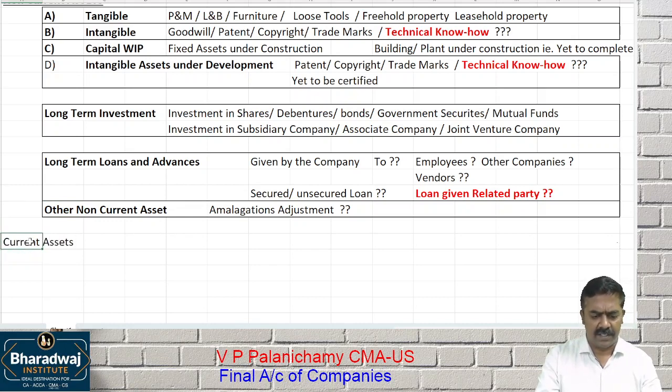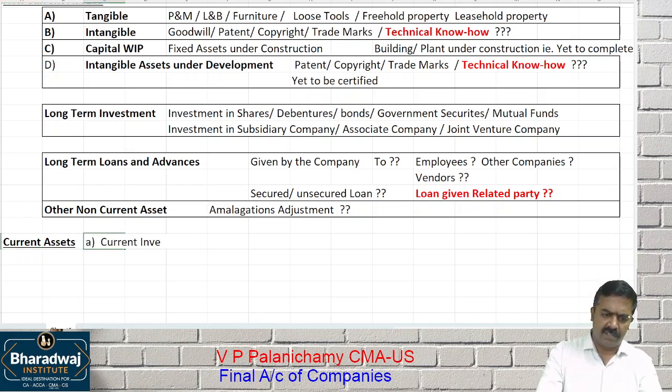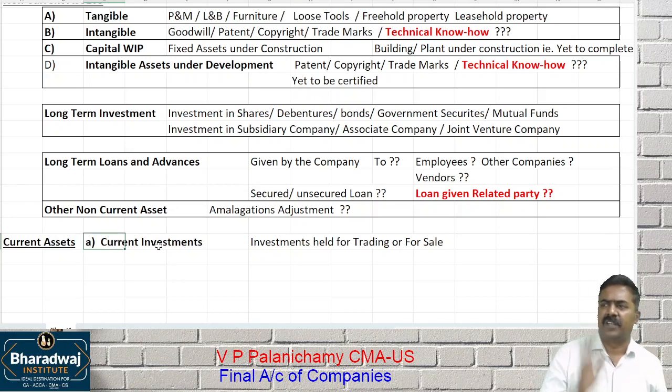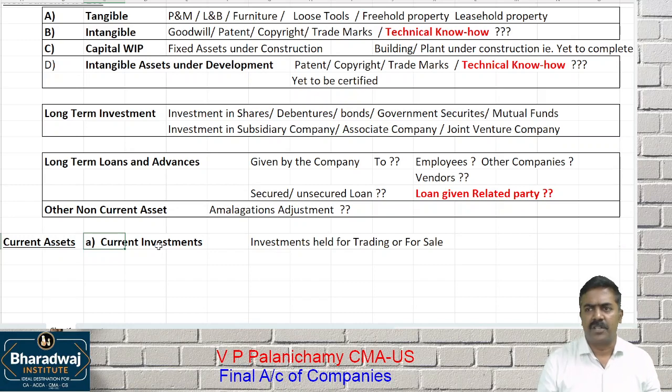Next, look at current assets. What all come under current assets? Current investments, simple. Investments held for trading or for sale. We are going to sell the investment when there is an active market available, profit available. Our intention is not to hold what? Long term.